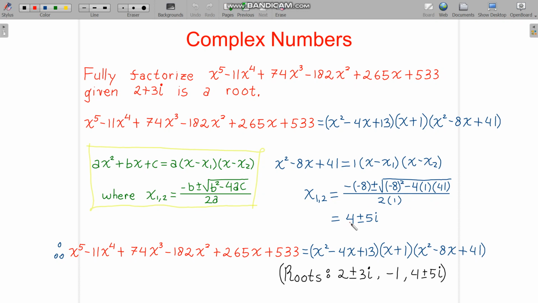We get the roots 4 plus minus 5i, which means it's also complex, a pair of complex roots, which means the fully factorized form would be the quadratic, the linear, and the quadratic. And the roots would be 2 plus 3i, 2 minus 3i, negative 1 from x plus 1, and 4 plus minus 5i. That's it.